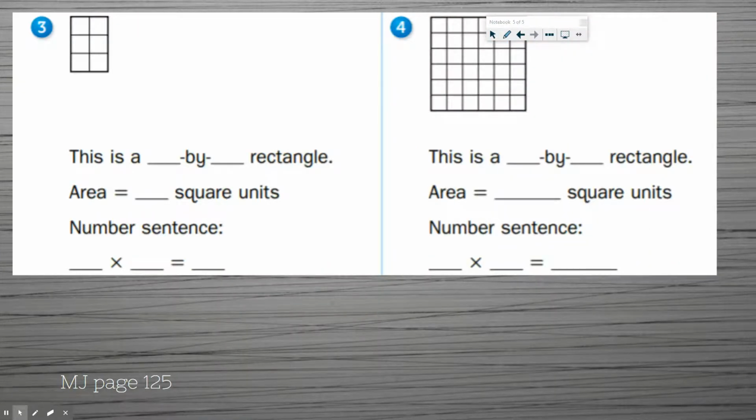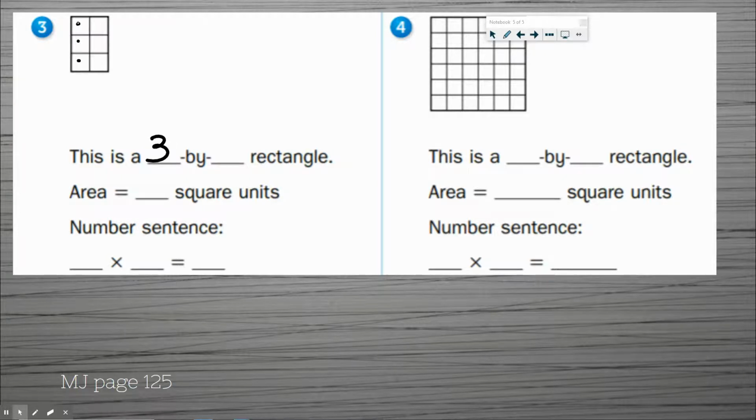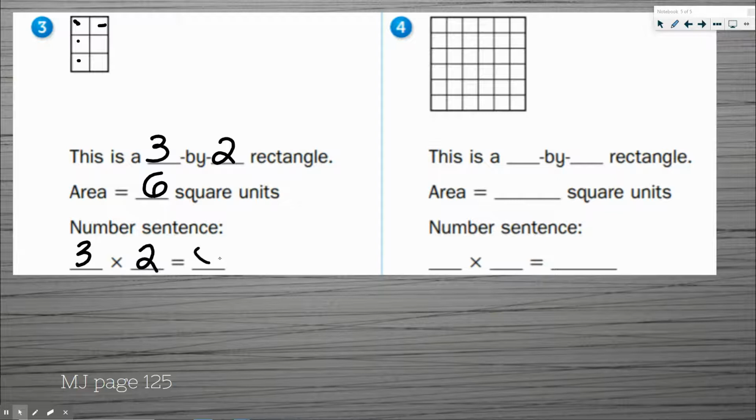All right, looking at number 3. This time we don't have the numbers given to us on the sides, but we can count them. So this is a 1, 2, 3 by 1, 2. This is a 3 by 2 rectangle. So what is the area of this rectangle? You should have said 6. What is the number model for this rectangle? You should have said 3 times 2 equals 6.